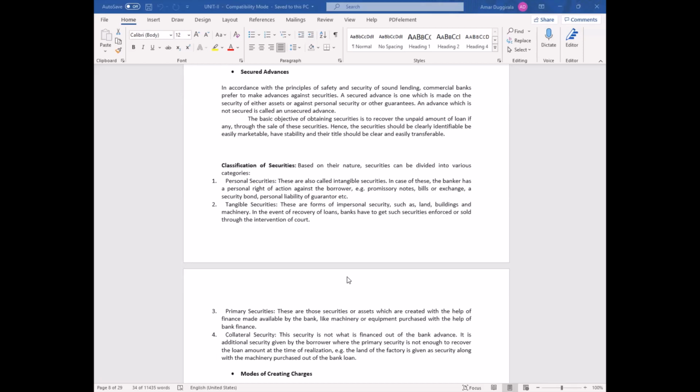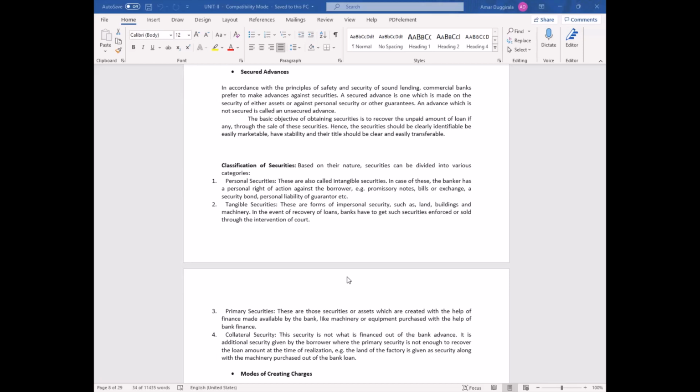The basic objective of obtaining securities is to recover the unpaid amount of loan, if any, through the sale of these securities. So the purpose with which the bank would like to secure the loan is take either the property or security, or any kind of guarantee from the consumer or the organization, to make sure that the person pays back full amount. Otherwise, the remaining unpaid amount of the loan plus interest will be taken from the proceeds of the sale of the asset or security that has been kept with them.